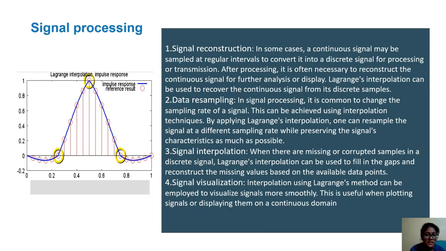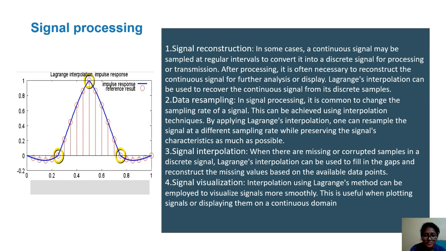So let's study what is signal processing in depth. Signal processing is one of the applications of Lagrange's interpolation. We know that signal processing is very much used in domains like communication, control, image and video processing, radar, sonar, geophysics. So these are the steps where Lagrange's interpolation is being performed.